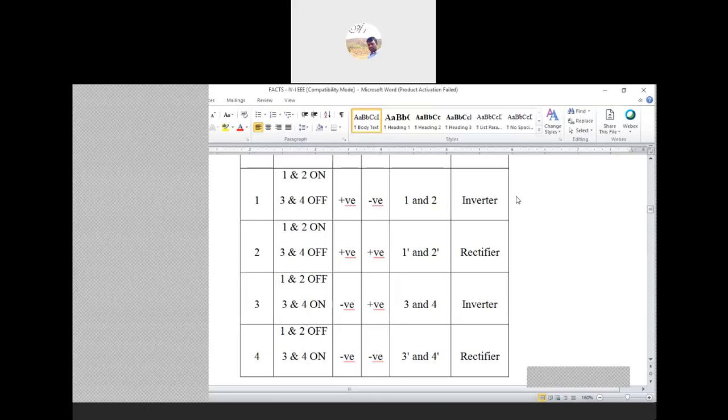So with 1 dash and 2 dash, IAB is positive and VAB is also positive. When the third and fourth are conducting, it acts in conducting mode. When 3 dash and 4 dash are on, VAB and IAB are both negative, and this instant will act as rectifier mode.